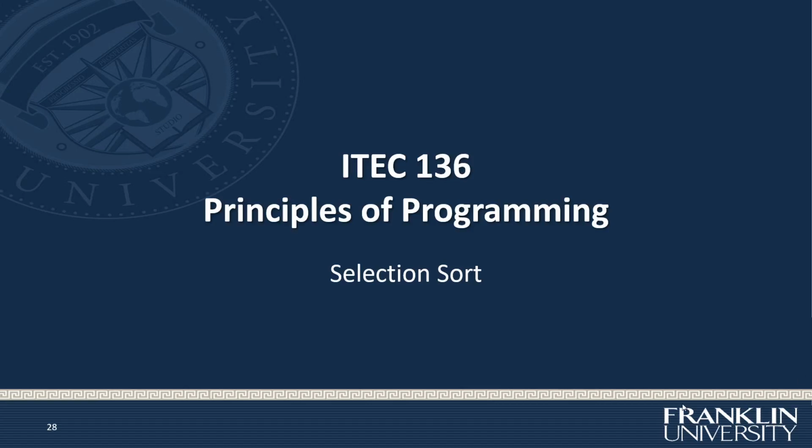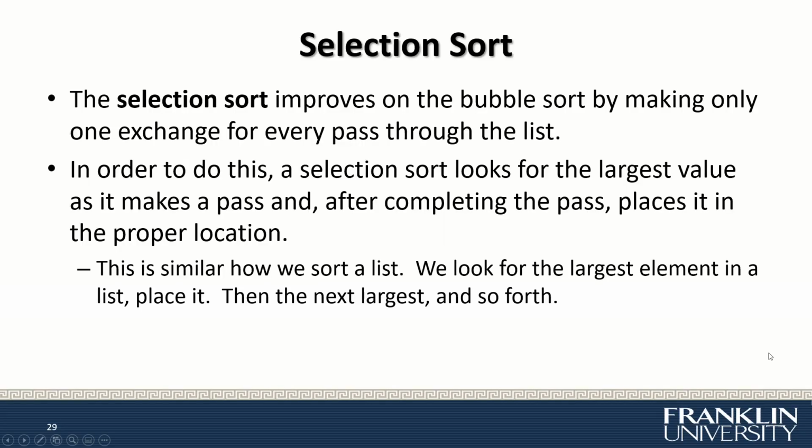Hi, in this short video, I will talk about selection sort. Selection sort improves on the bubble sort by making only one change for every pass through the list. In order to do this, a selection sort looks for the largest value or the smallest value as it makes a pass, and after completing the pass, it places it in the proper location.